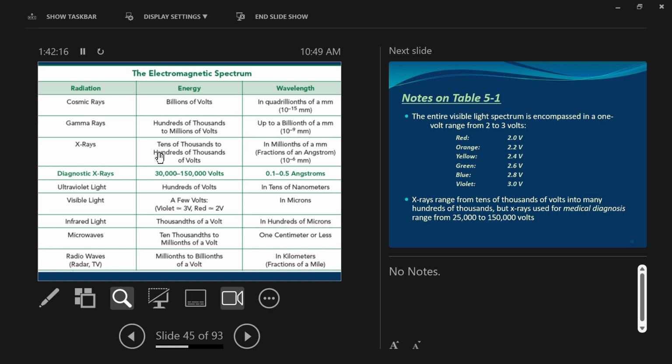X-rays in principle can be up into the hundreds of thousands of volts and can have wavelengths down to smaller fractions of an angstrom than diagnostic X-rays do. So there are X-rays, like cosmic X-rays, the kind that come from outer space and that we create on Earth, but then there are diagnostic X-rays, the ones that are useful for us. Go up from that, gamma rays, hundreds of thousands to millions of volts, with wavelengths in the billionths of a millimeter. And lastly, cosmic rays, billions of volts in energy.